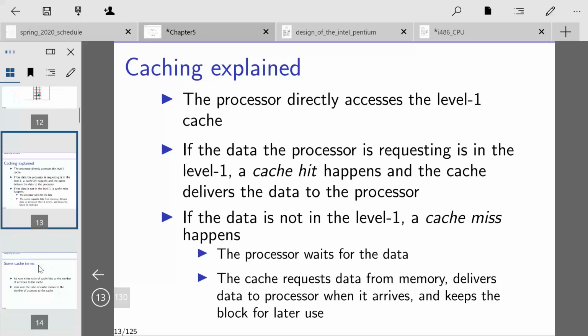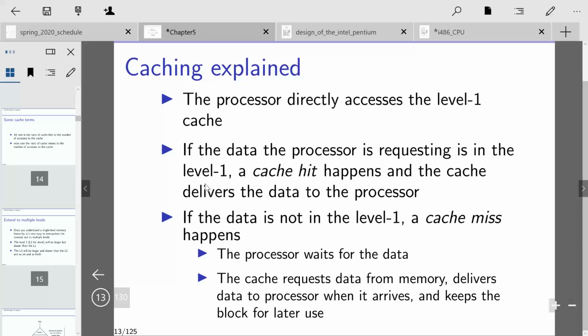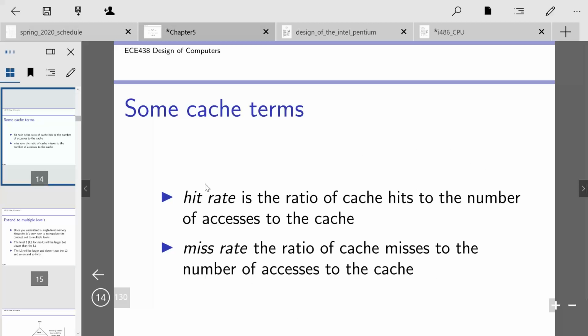Okay, so we're introducing some new terminology here, and that's cache hit and cache miss. Because we have a cache hit and a cache miss, we also have this metric of hit rate and miss rate. The hit rate is nothing more than the ratio of cache hits to the number of accesses to the cache. So if 9 out of 10 times the data that you're requesting is in the level 1 cache, then you have a 90% hit rate.